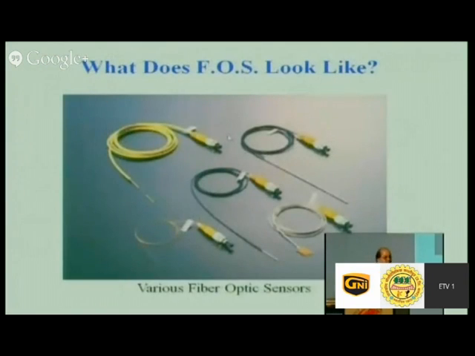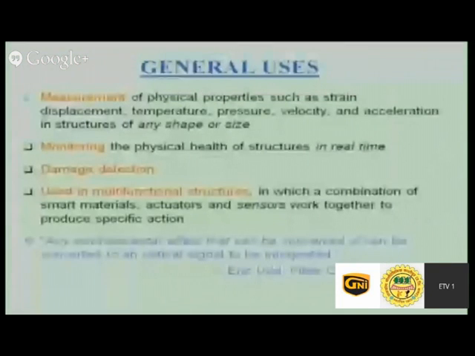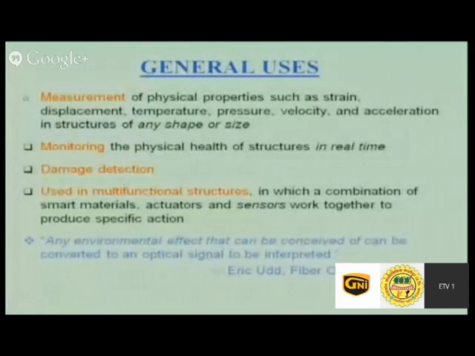These are the sensors. They are very, very small. So you can use all these probes for different monitoring purposes. Similarly, they are in general used for measurements, for monitoring, for damage detection. They can be used for multiple functional structures or any environment. Any environmental effect that can be conceived of can be converted to an optical signal and can be interpreted.